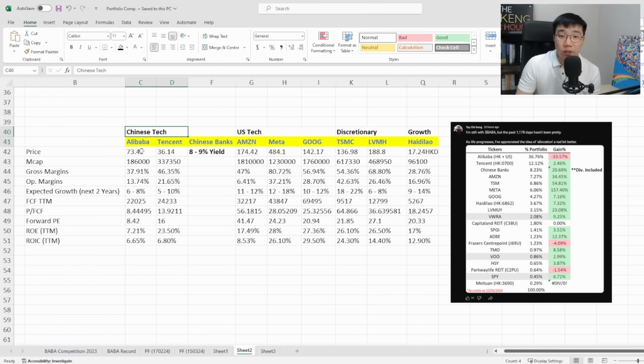So specifically for Chinese tech, both Alibaba and Tencent are my two largest positions. And if you just count them together, they actually take up around 50% of this portfolio. And I'm still extremely bullish about them. Many people have been complaining to me, "Hey, Chi King, why are you making so many Alibaba or Tencent videos?" So I guess now you know why.